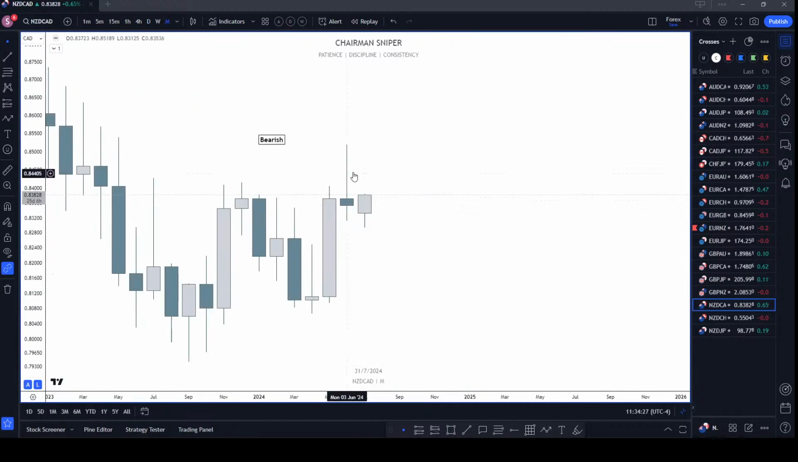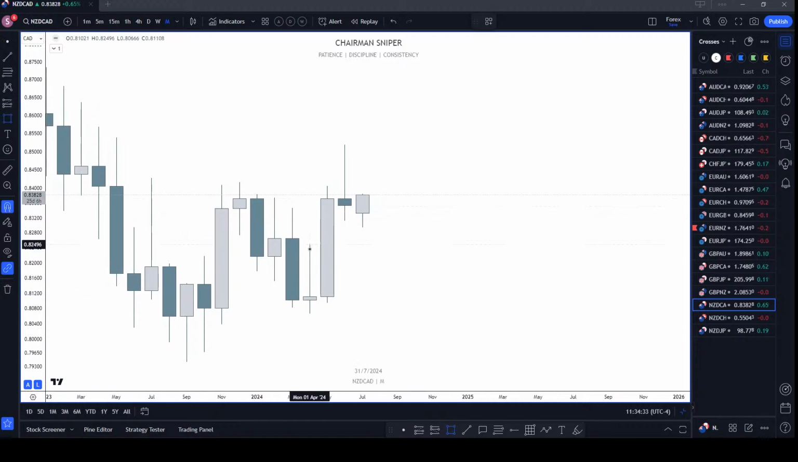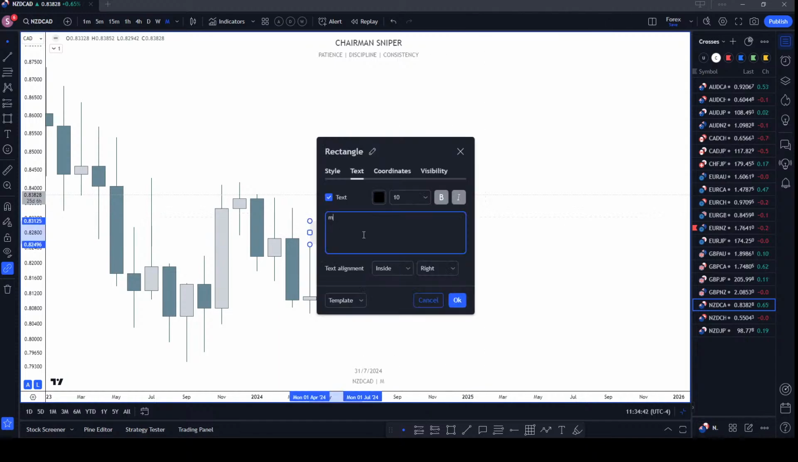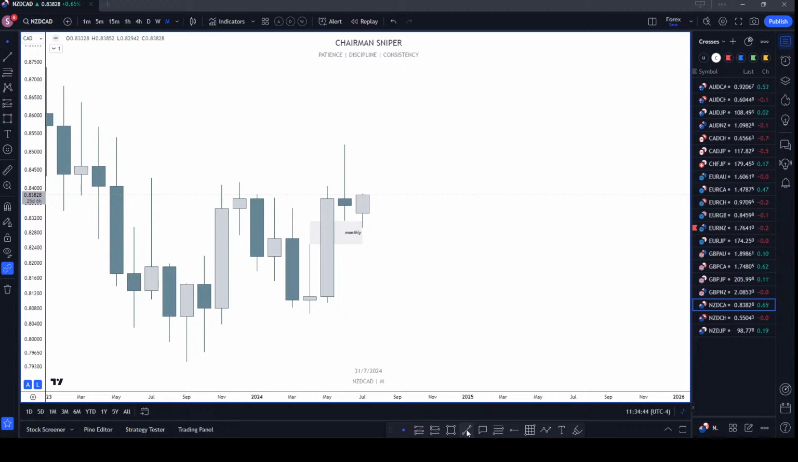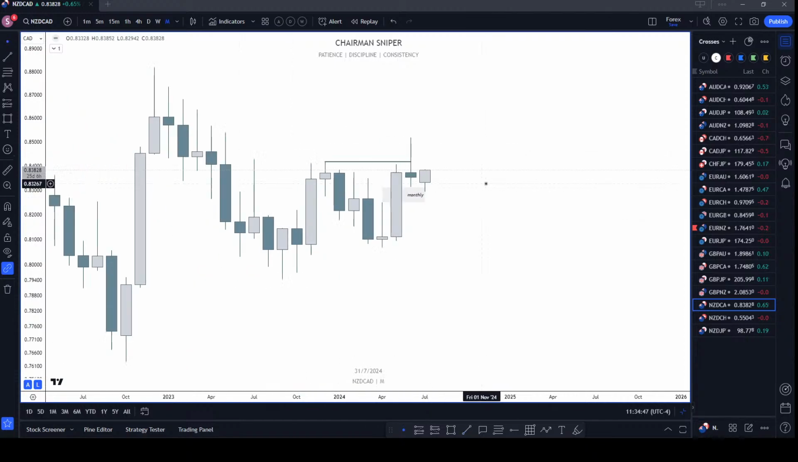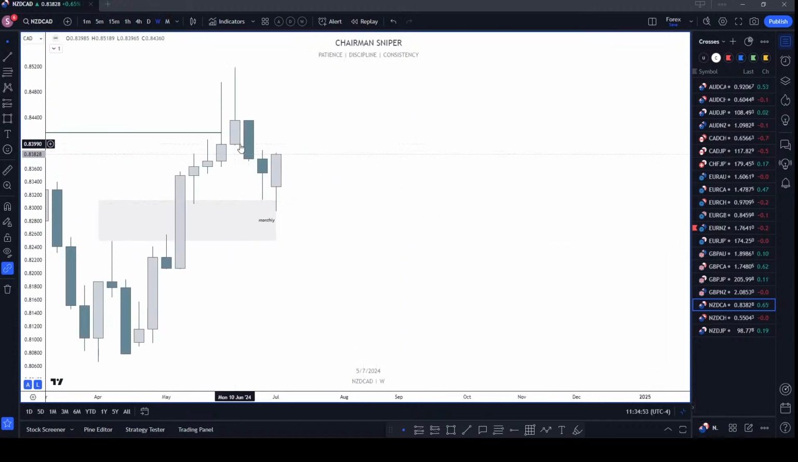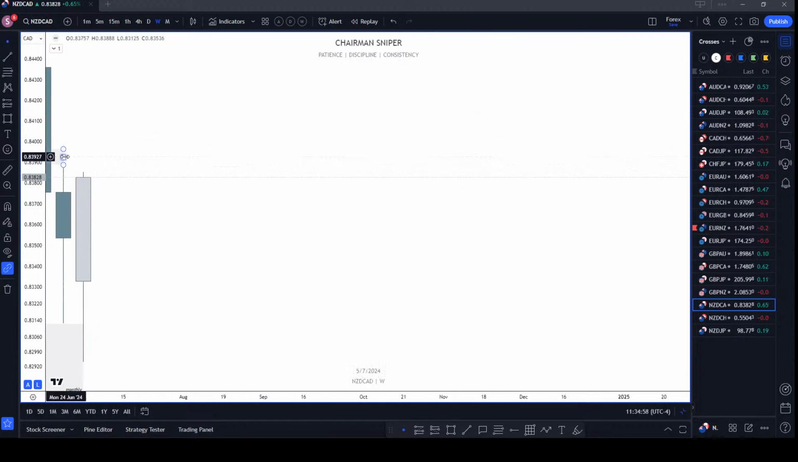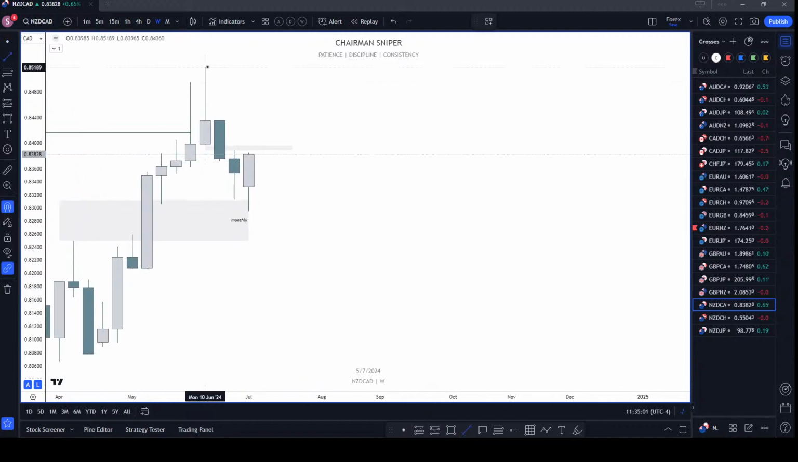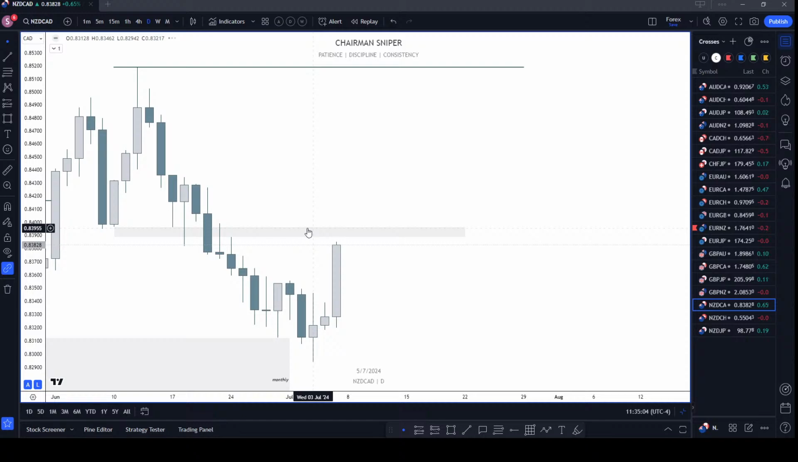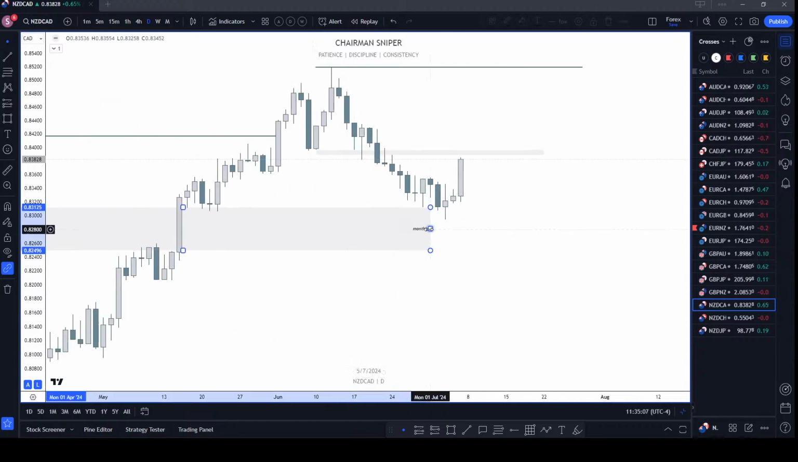And CAD, looking for higher prices. We're reacting to this monthly right here. Monthly fair value gap. Keep in mind that the monthly did react to this high and then displace lower. On the weekly, we have a fair value gap right here we could potentially react to. Then we have this high, the daily, definitely creating a fair value gap moving higher.